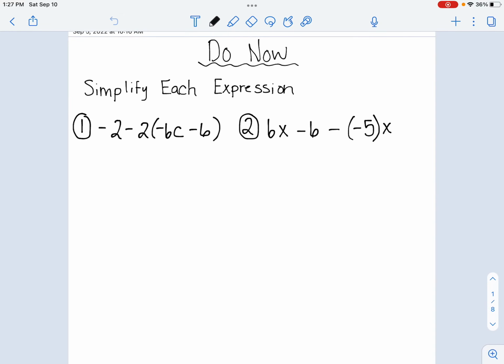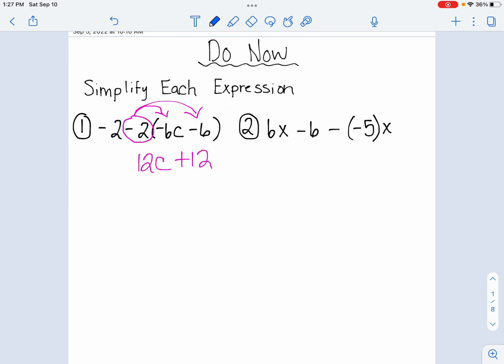For the do now, you're going to take the number right next to the parentheses. In this case, this is -2. And we're going to distribute. -2 times -6c is going to give you a positive 12c. -2 times -6 is going to give you a positive 12.